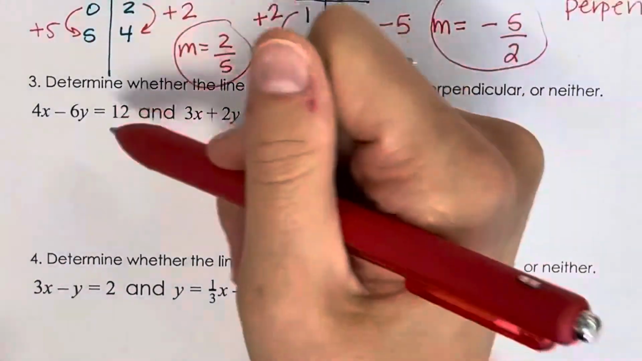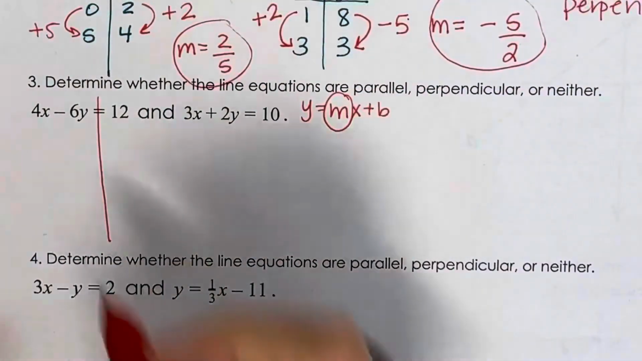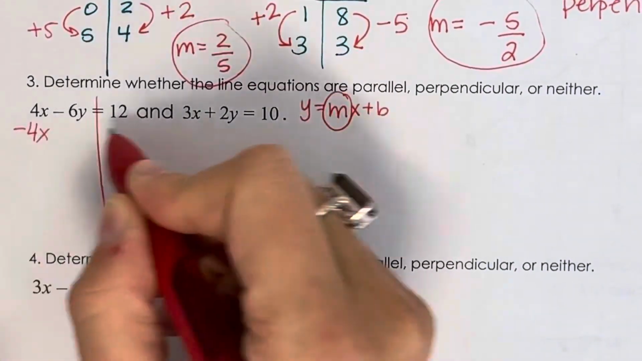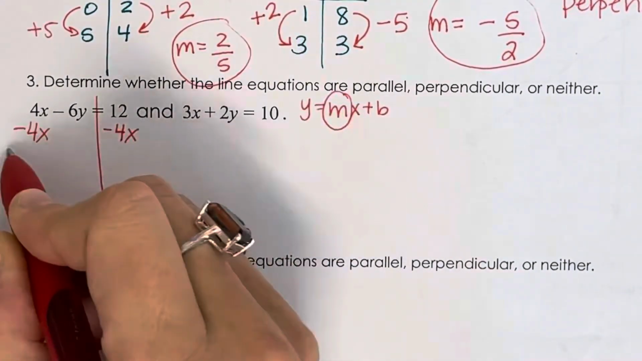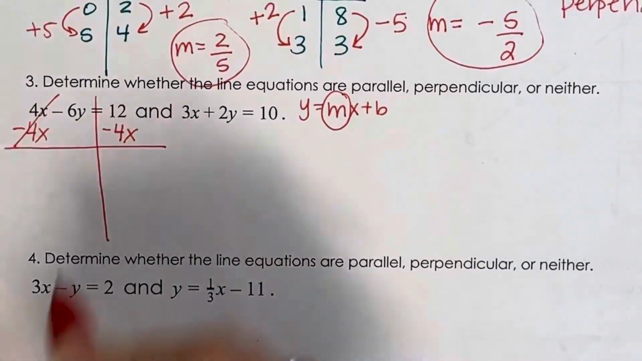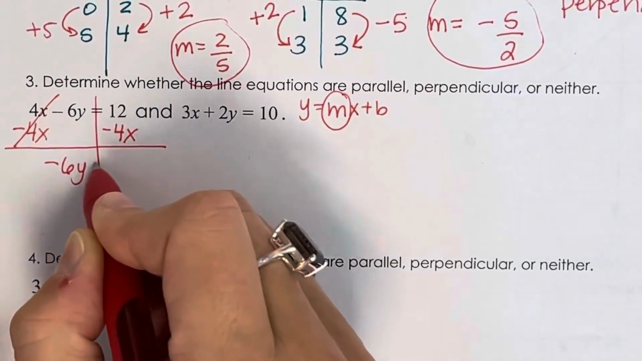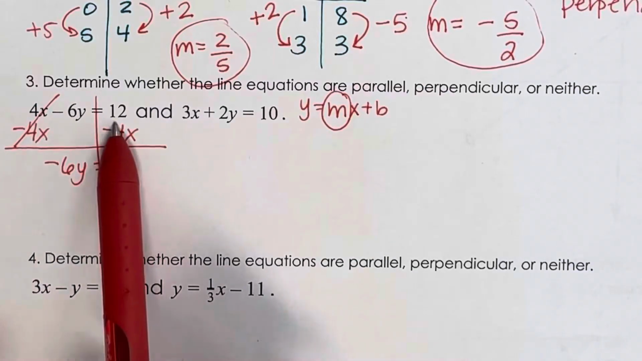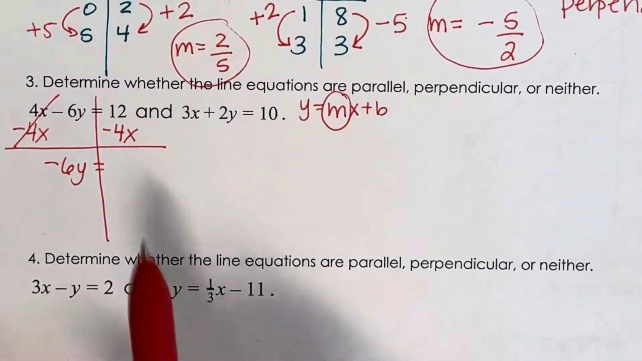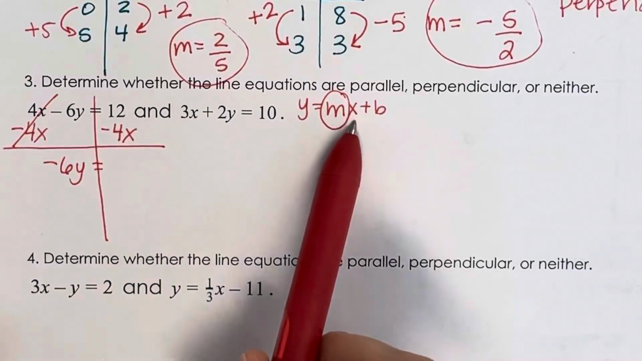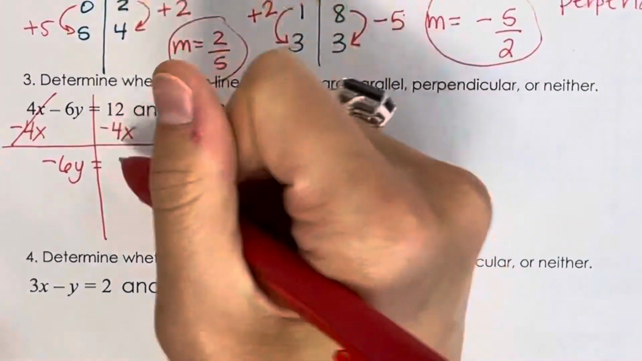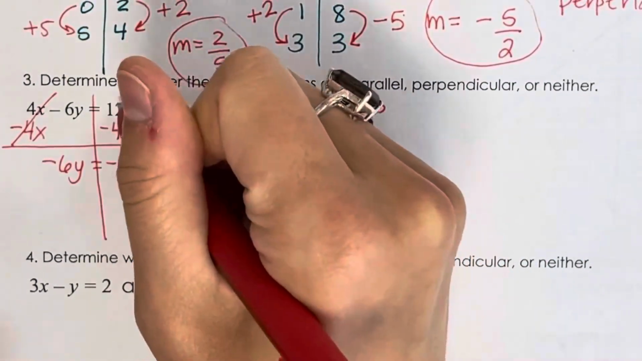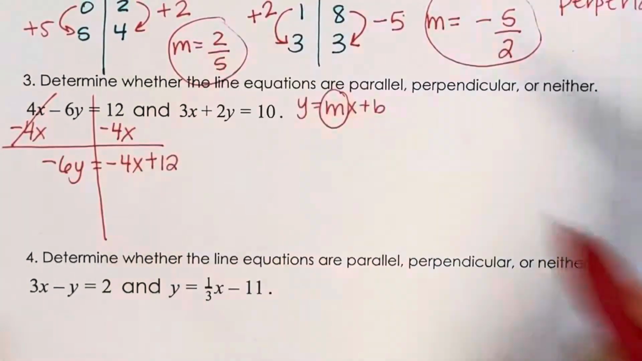To get the y by itself, the first thing I'm going to do is move the 4x from the left to the right by subtracting. So I've got -6y equals, now I can't do 12 minus 4x, because this one has a variable and this one doesn't. You can't put them together. I'm going to make sure I put my x value first because that's how it comes in the problem. So I write -4x, and then this is a positive 12.